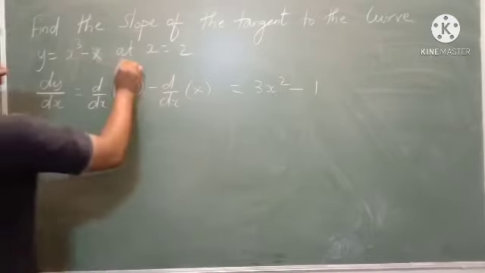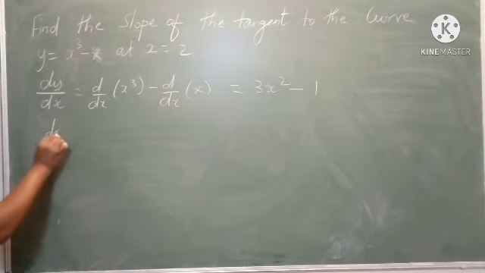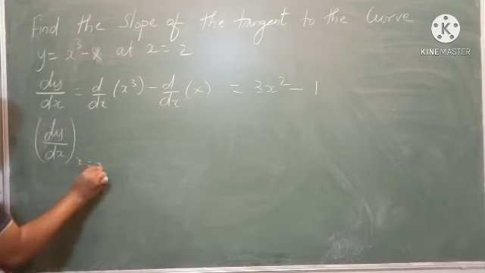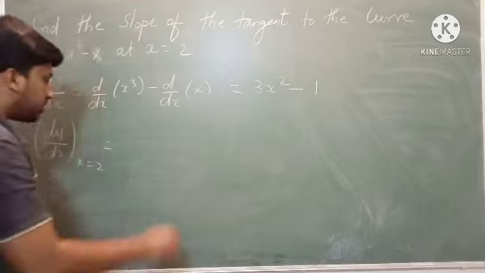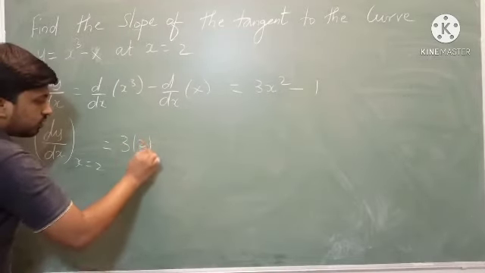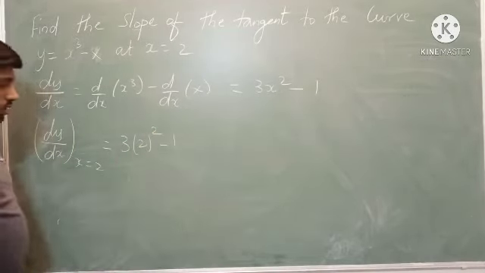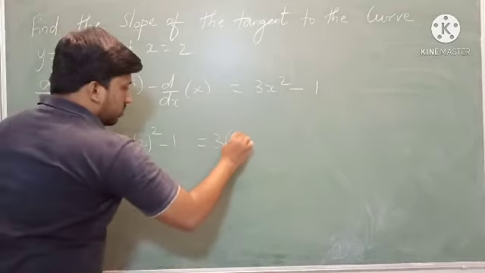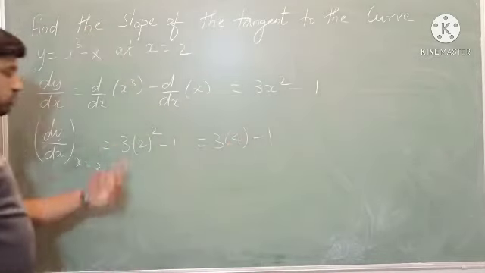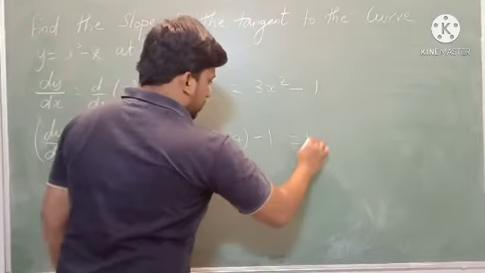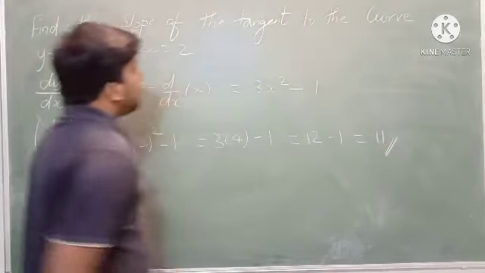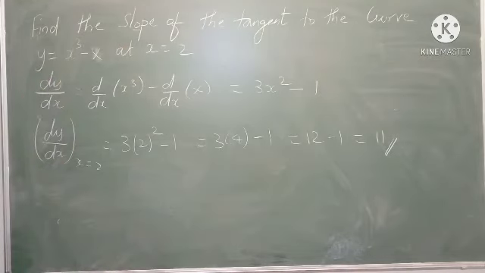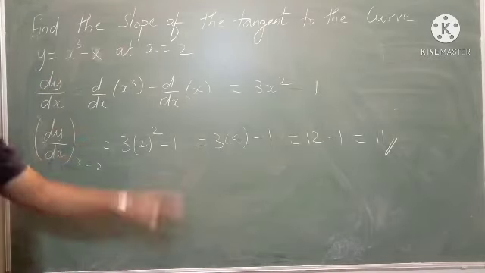But they're asking at x is equal to 2. So dy by dx at x is equal to 2 is nothing but, just substitute the 2 in the place of x. So you will be getting 3 into 2 square minus 1. So that is nothing but 3 into 4 minus 1, since 2 square is 4. So that is nothing but 12 minus 1, that is nothing but 11. So hence 11 is the slope of the tangent to the curve y is equal to x cube minus x at x is equal to 2.